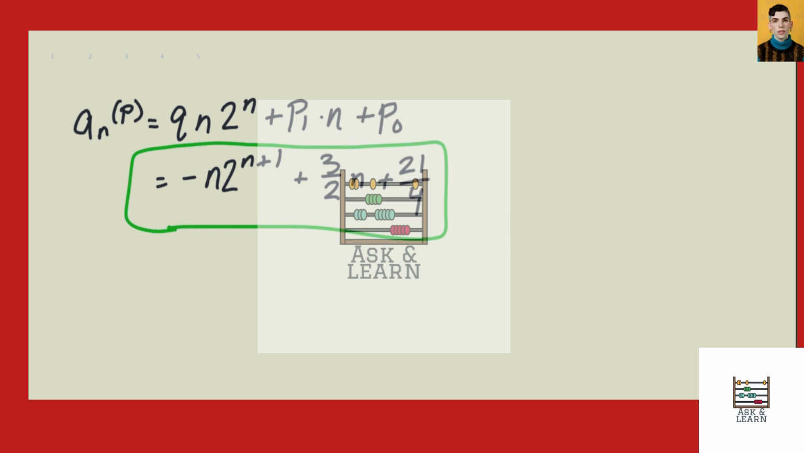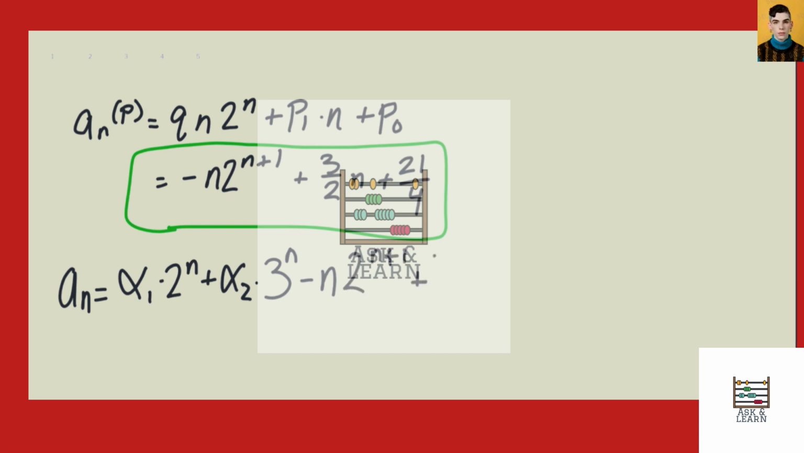Okay, and so then we just have to combine the homogeneous and particular solutions. So the final solution, a_n, is equal to alpha 1 times 2 to the power of n plus alpha 2, and of course you could put whatever you want there for the constants, times 3 to the n, minus n times 2 to the power of n plus 1, plus 3/2 n plus 21/4. And then that's going to be the entire solution.